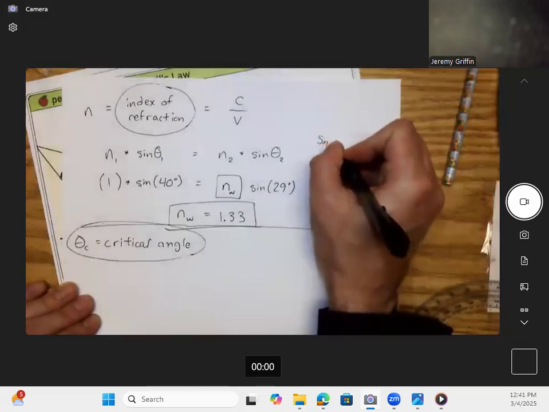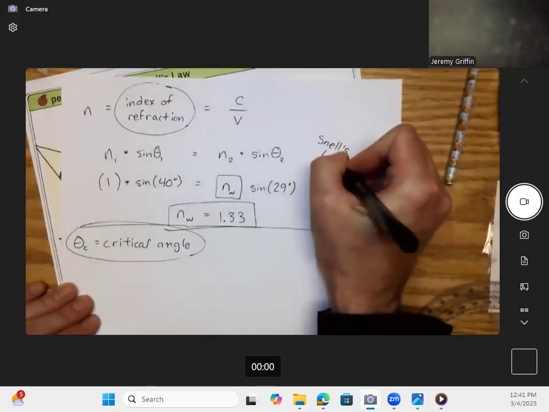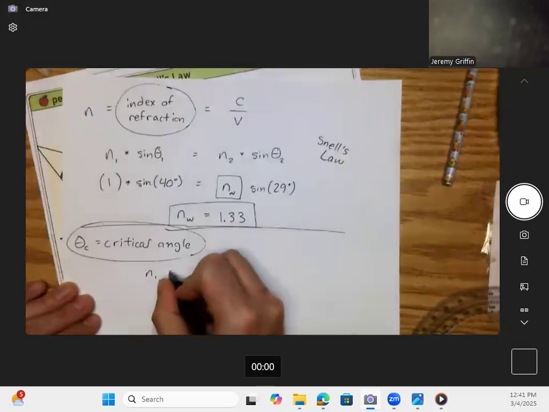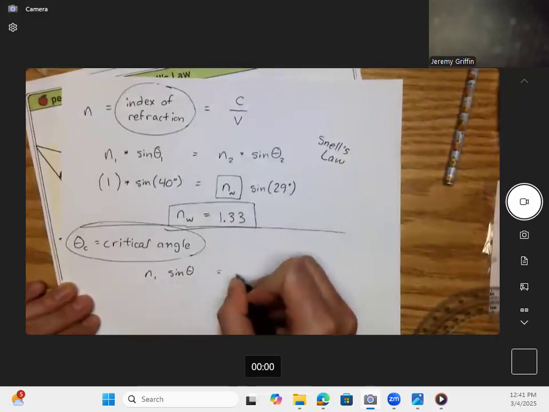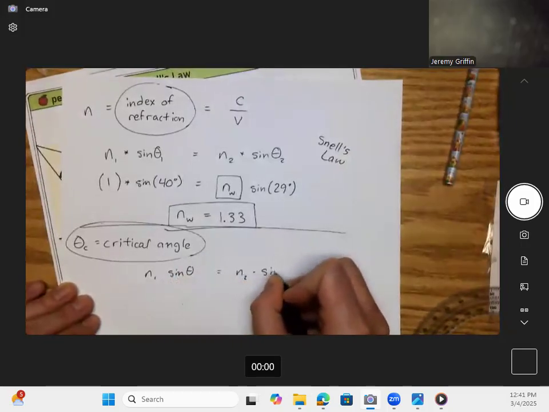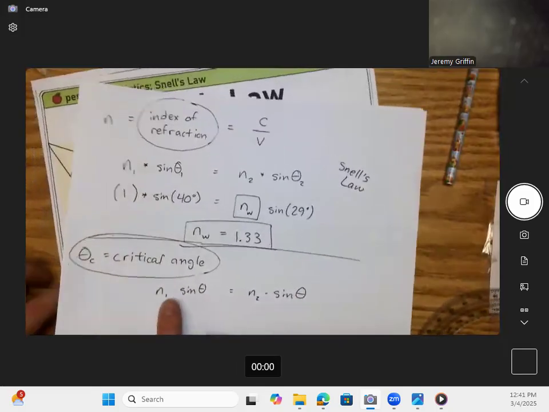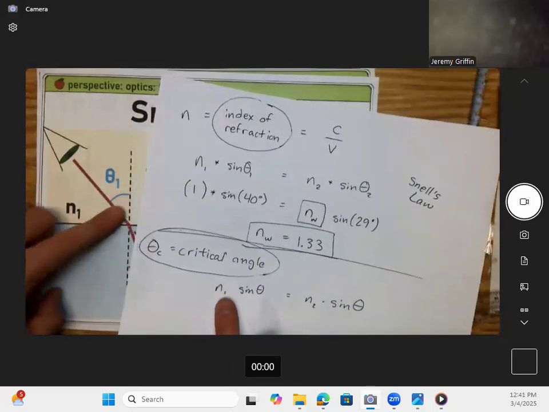I'll label that Snell's law. I'll just rewrite it: n1 times sine theta 1 equals n2 times sine theta 2. Now let's say on the side of the air, I'll call that side 1, on the side of the air.